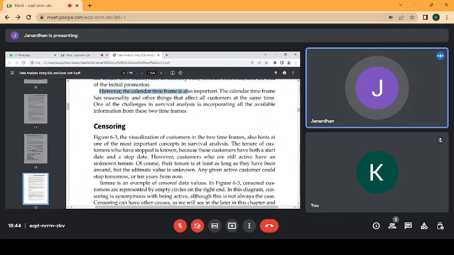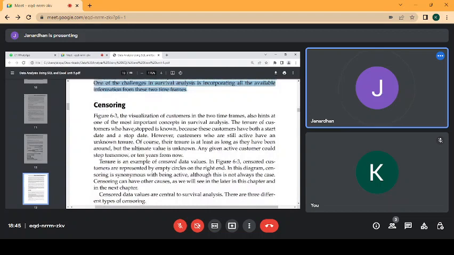However, the calendar time frame is also important. The calendar time frame has seasonality and other things that affect all customers at the same time. One of the challenges in survival analysis is incorporating all the available information from these two time frames. Okay. Next one is the censoring.